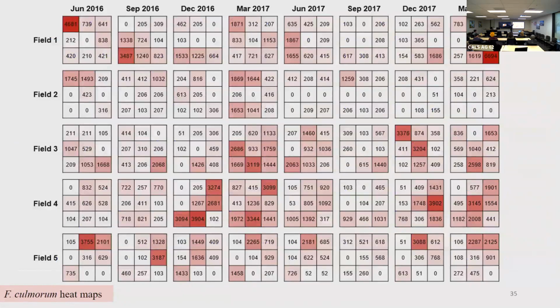So remember, it was a 3x3 grid. We have 5 different fields. It's the same location, but it's changing in time. And just like before, not always is the same cell the one that's the highest. And these are propagules per gram soil. It's like a population density. However, there is additional information, right?